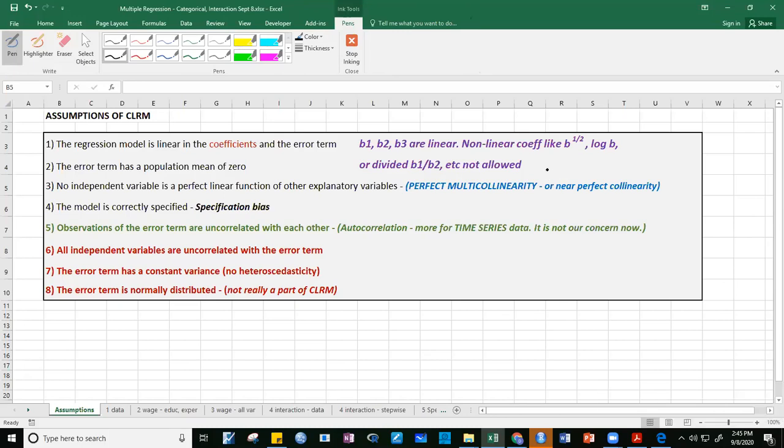Okay. So when I say guys collinear, kunyari we have a variable x1.